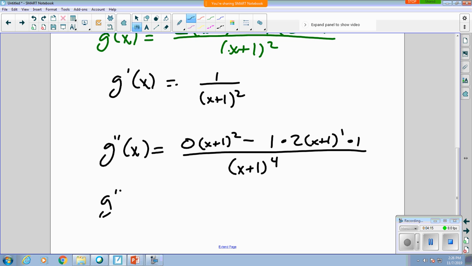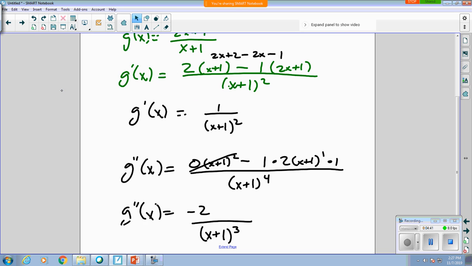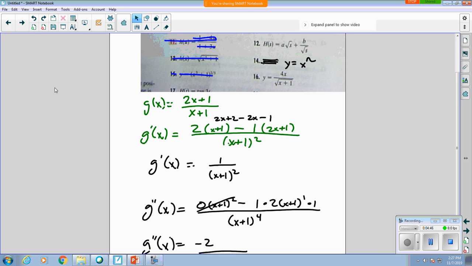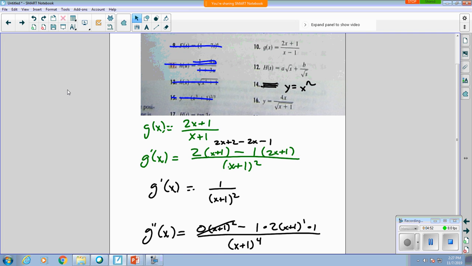And my second derivative of this problem then becomes, this is 0. I get negative 2 times x plus 1 over x plus 1 to the 4th. Well, guess what? I can cross off that and get this to be a cube. And my answer is negative 2 over x plus 1 to the 3rd. And everyone, this is what I would try to do if I was making a test. I would try to make sure it worked out and simplified. All right. Again, this was number 10. First and second derivative.